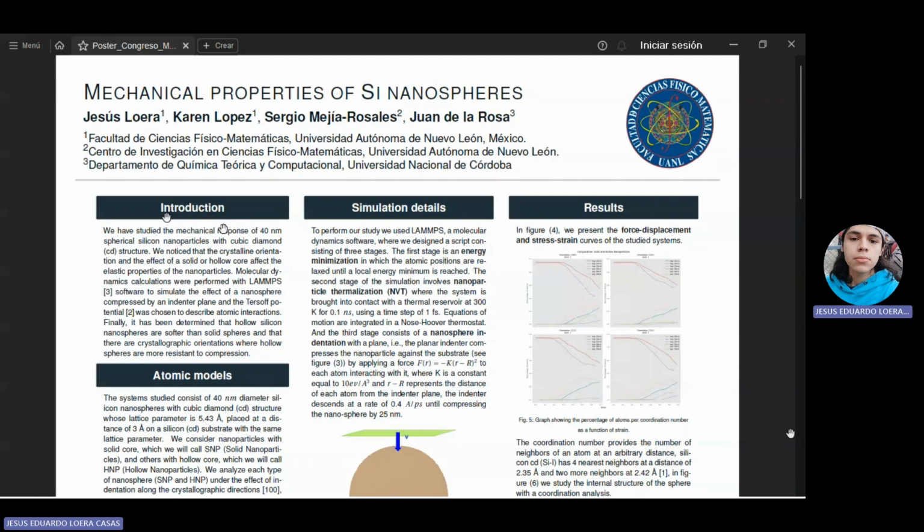This study focuses on the mechanical response of 40 nanometer spherical silicon nanoparticles with cubic diamond structure. The effect of crystalline orientation and the presence of a solid or hollow core on the elastic properties of the nanoparticles are investigated using molecular dynamics simulations. The result says that hollow nanoparticles are often softer than the solid nanoparticles, and we observe a phase transition in the internal structure from cubic diamond to silicon beta tin.